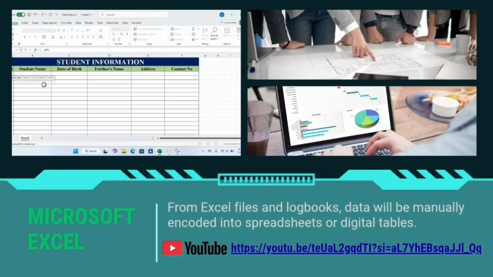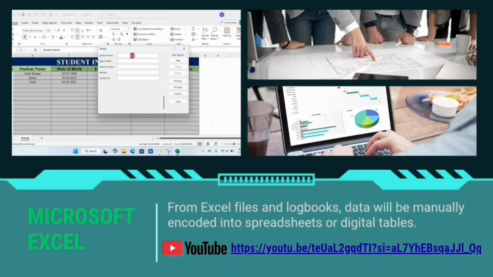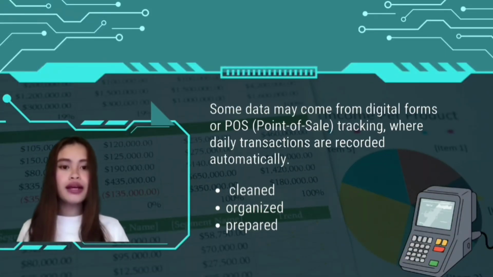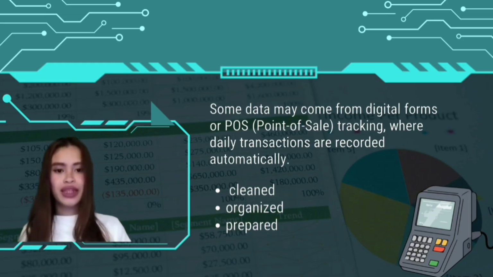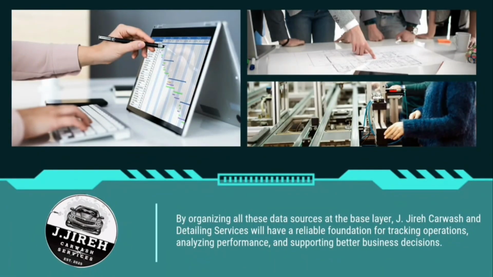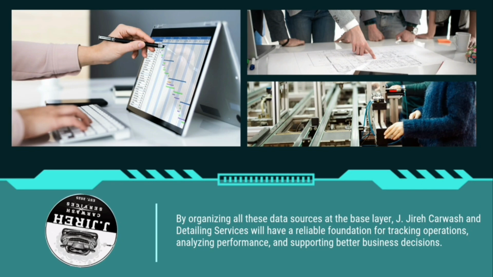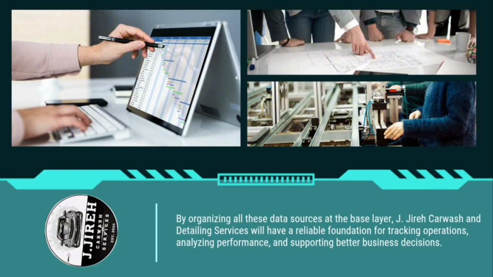Here's how the data will be extracted. Some data may come from digital forms of POS, or what we call the point of sale, tracking where the daily transactions are recorded automatically. After extraction, the data will be cleaned, organized, and prepared for use in higher layers such as the processing and the analyzing layer. By organizing all these data sources at the base layer, JGyra Car Wash and Detailing Services will have a reliable foundation for tracking operations, analyzing performance, and supporting their business for better decisions.